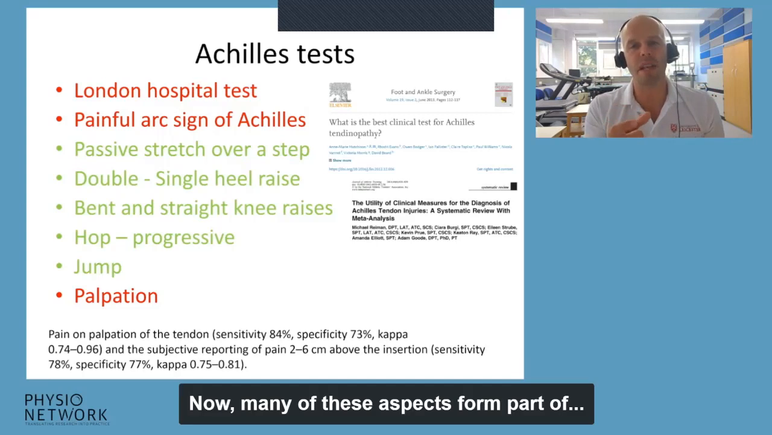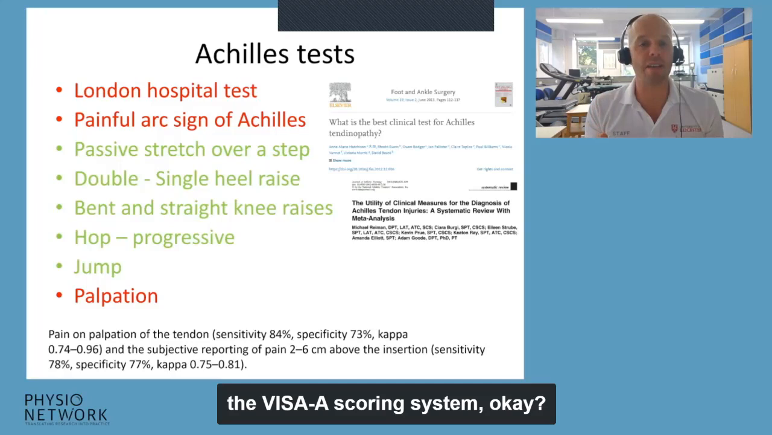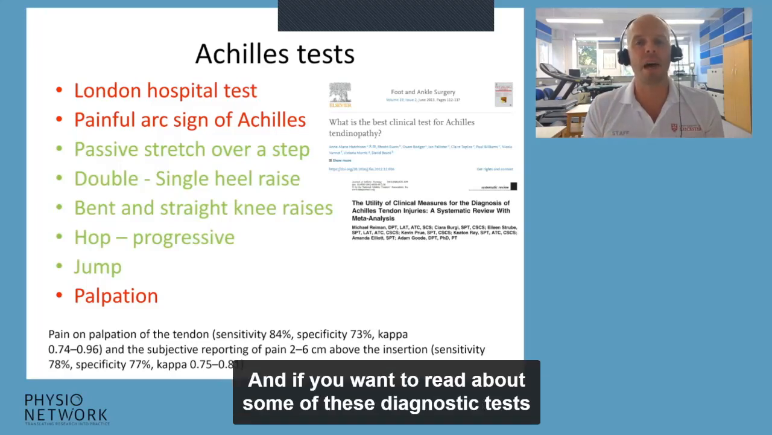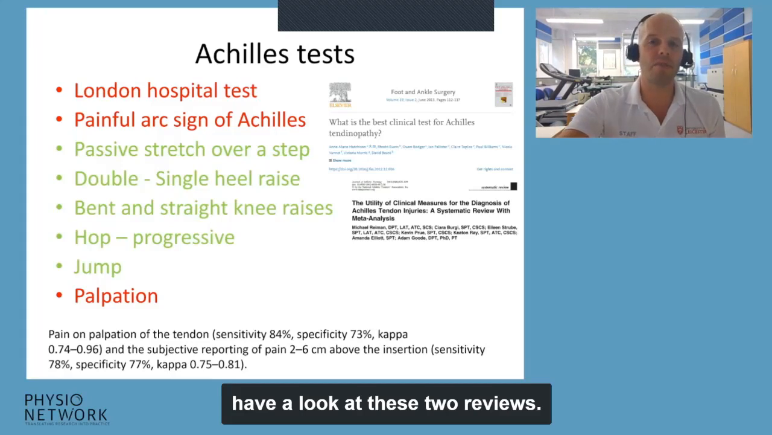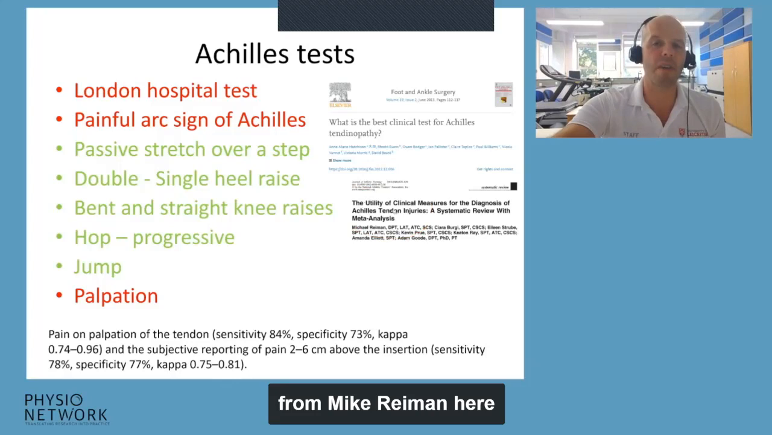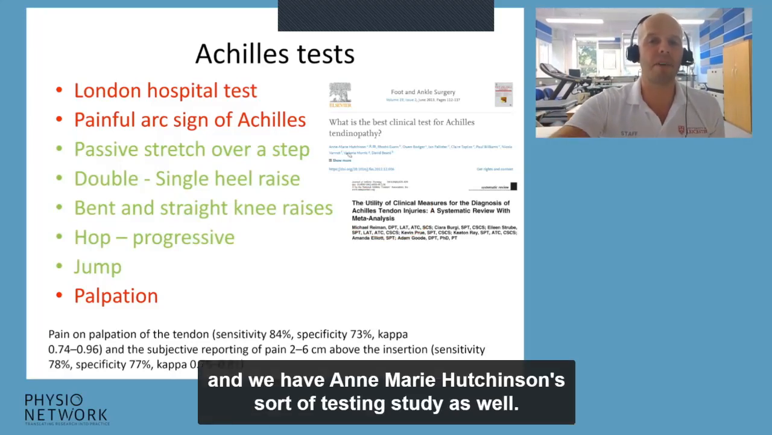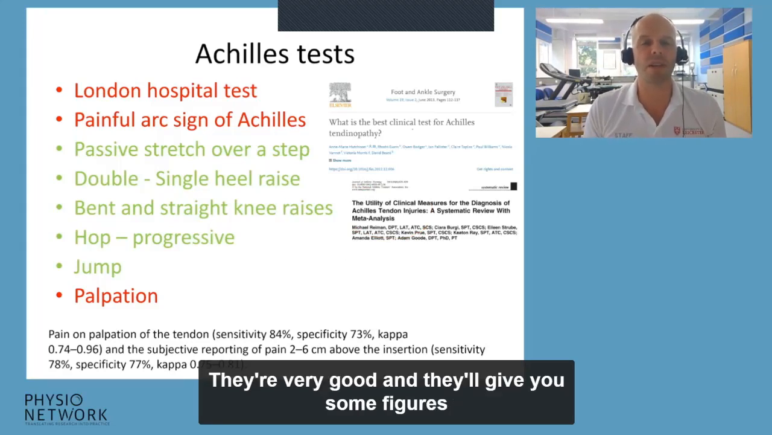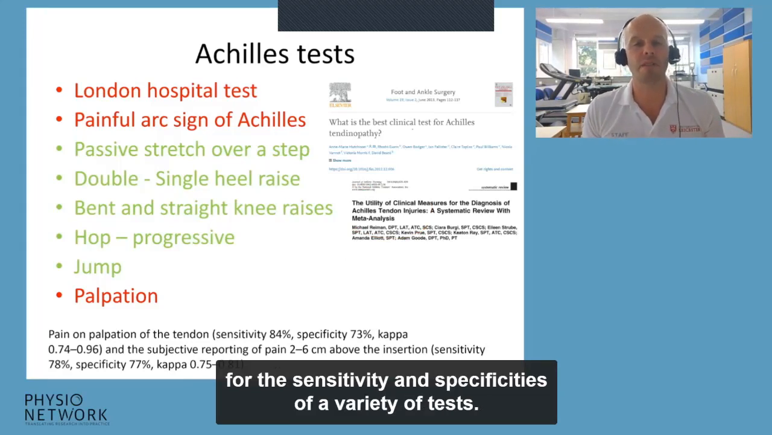Now, many of these aspects form part of the VISA-A scoring system. Okay, and if you want to read about some of these diagnostic tests, have a look at these two reviews. So we have a nice systematic review with meta-analysis from Mike Raymond here, and we have Anne-Marie Hutchinson's testing study as well. They're very good, and they'll give you some figures for the sensitivities, specificities of a variety of tests.